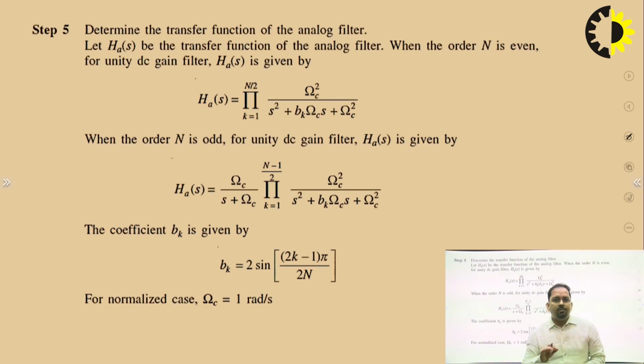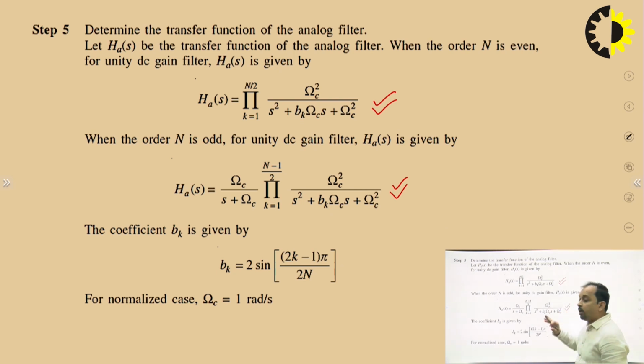Now once the filter order is calculated, we will be able to decide what kind of transfer function we have, means whether the filter order is even or odd. Accordingly, we can write down the transfer function of an analog prototype filter, or we can say the analog prototype low pass filter.